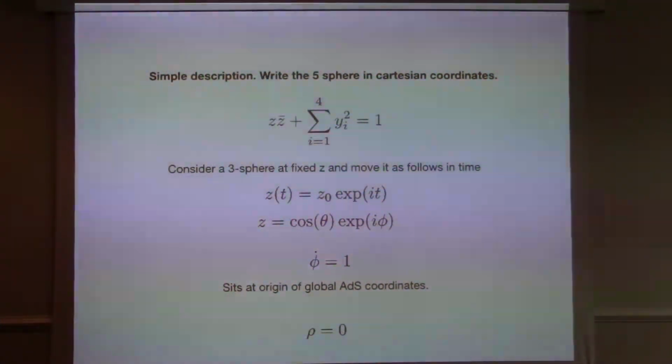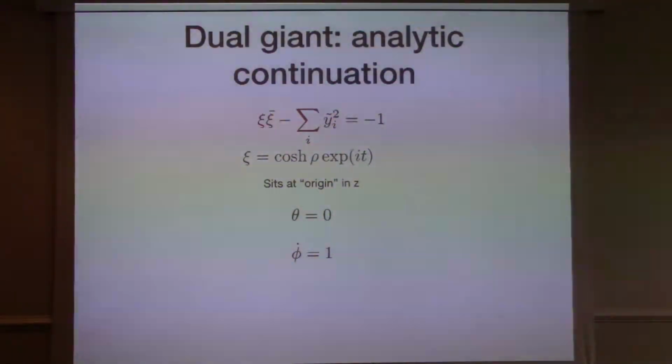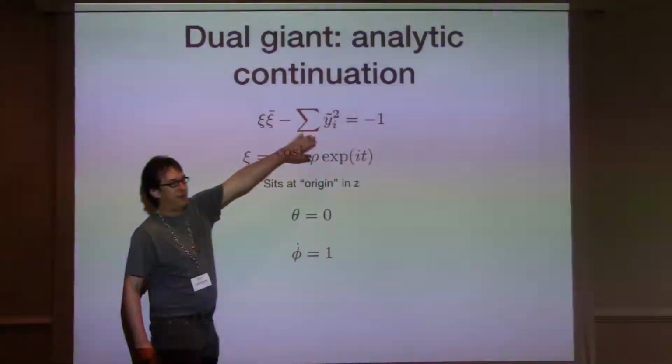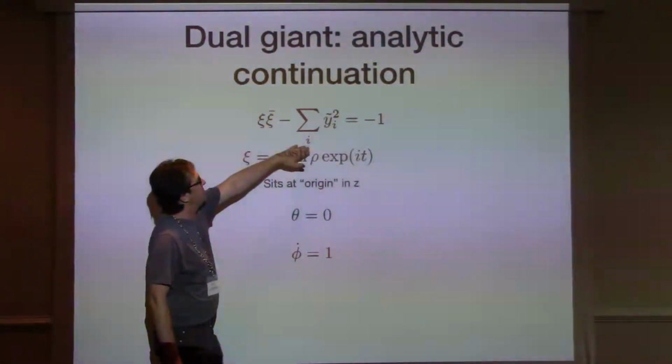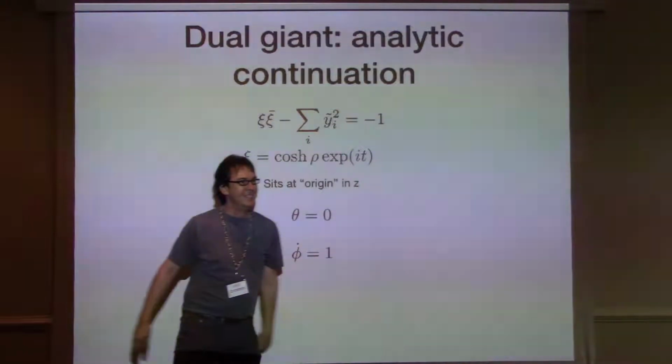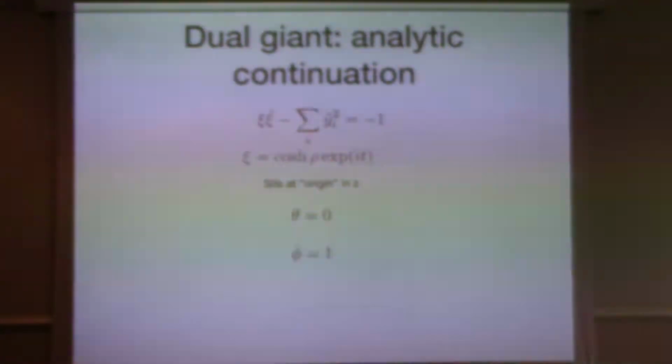How do you find the dual giants? We do a double analytic continuation. You write AdS5 as |xi|^2 minus the sum of y^2 equals minus 1. This is the way I was writing it.